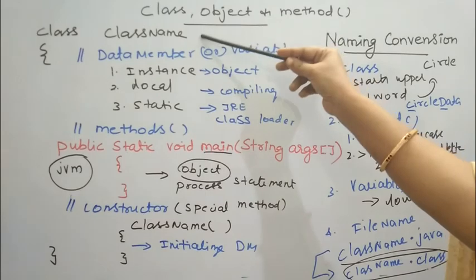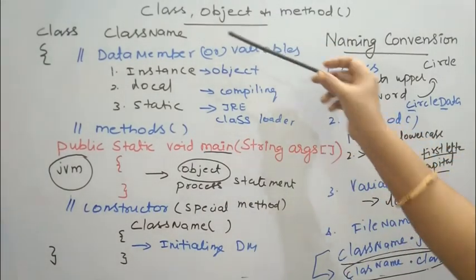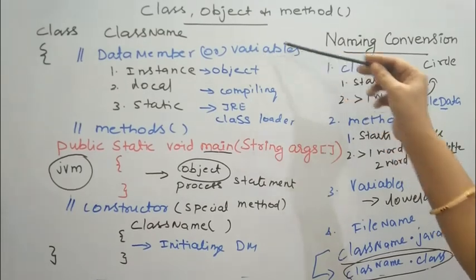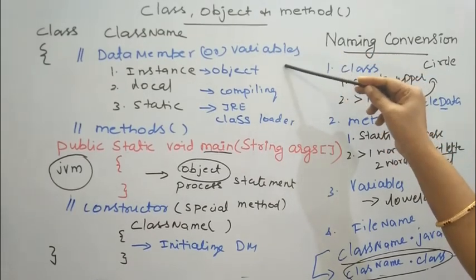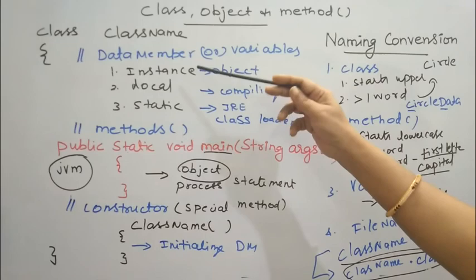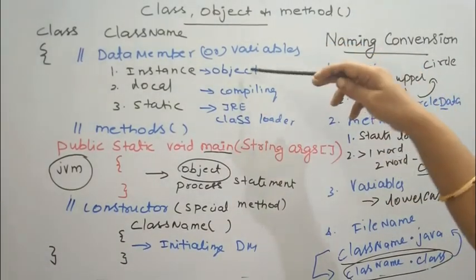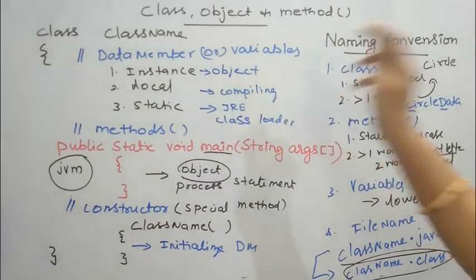And what is the class definition? A class definition contains data members, methods and constructors. Data members are variables which represent the properties of the class. We have three types of data member: instance, local and static. Based on the scope and when the memory is allocated for the variable, it varies.